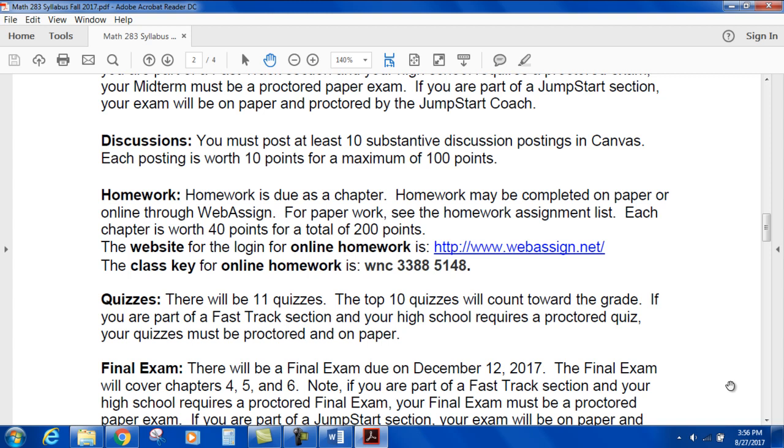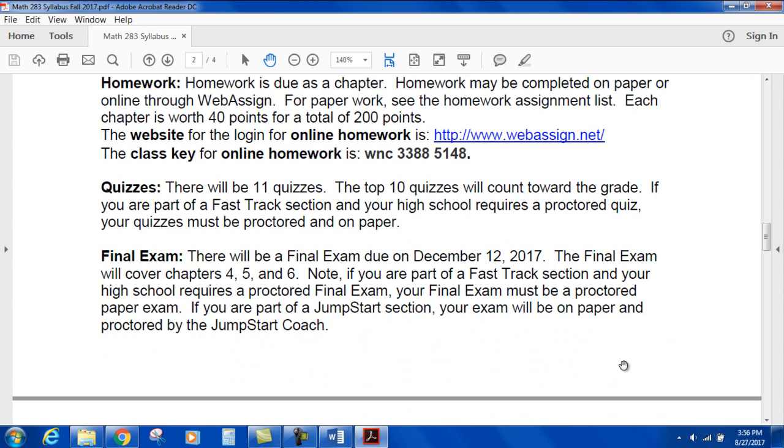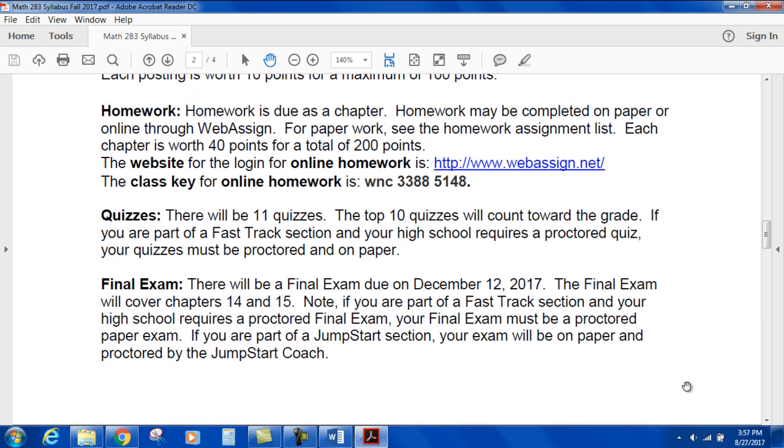So see that in there. Quizzes, there'll be 11 quizzes. The top 10 quizzes will count toward the grade. If you're part of a fast track section and your high school requires a proctored quiz, your quizzes must be proctored and on paper. Final exam will be a final exam due on December 12, 2017.